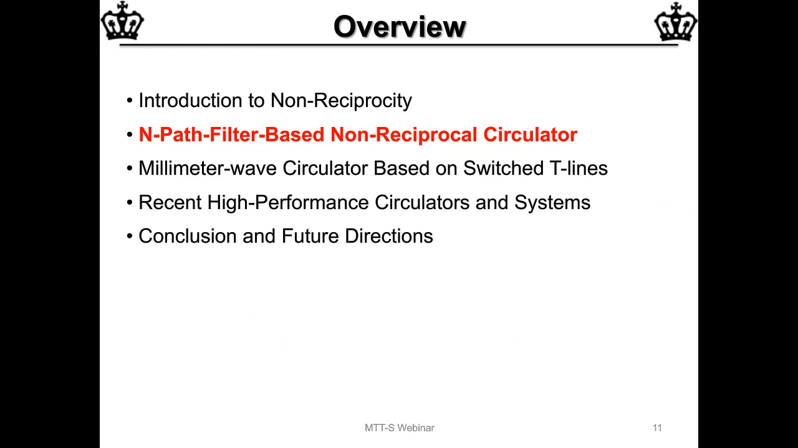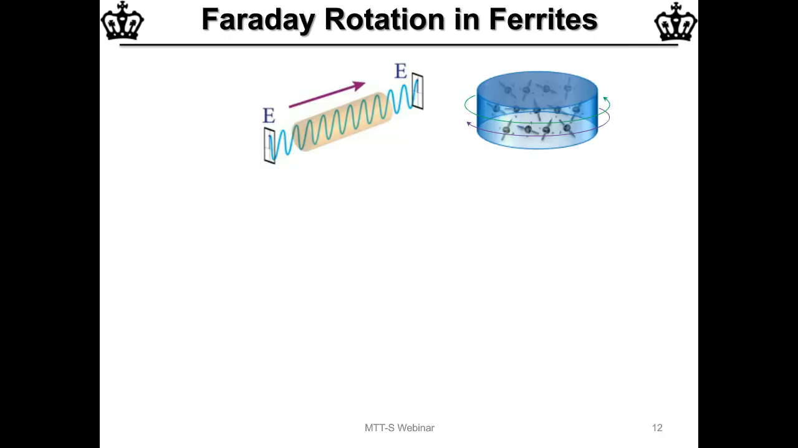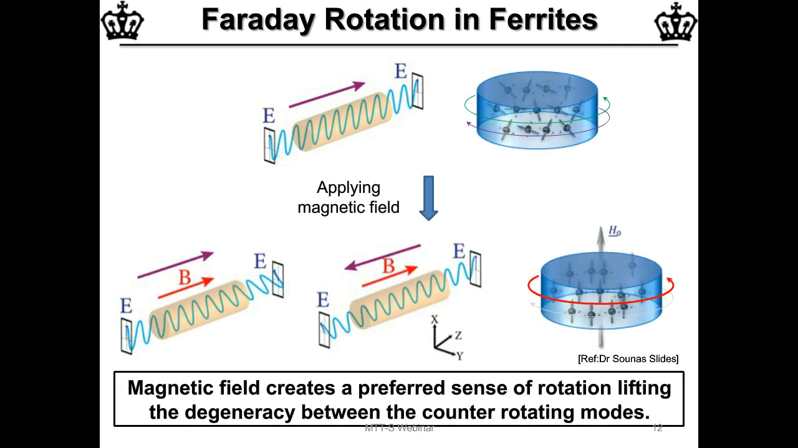So with that introduction, let me talk about our first work in this space, the N-path filter-based non-reciprocal circulator. In order to understand how this circuit works, let's take a look at how non-reciprocity is generated in ferrite materials. If you take a ferrite material, a magnetic material, in general, in the absence of a magnetic field, all the magnetic dipoles are misaligned. But if you apply a biasing magnetic field, then all the magnetic dipoles align along that biasing magnetic field, and now a wave that propagates along this magnetic material will exhibit non-reciprocal wave propagation.